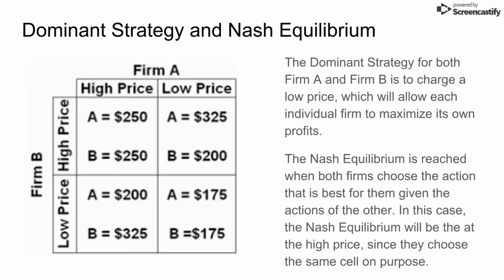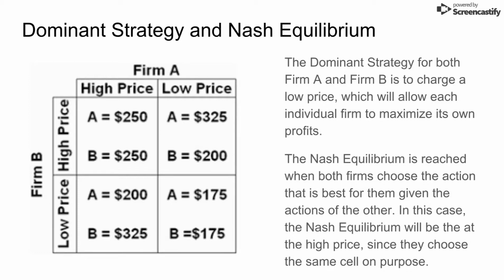The dominant strategy for both firm A and firm B in this payoff matrix is to charge a lower price, which will allow each individual firm to maximize its own profits while at least decreasing the others. However, in this case, if they both choose a low price, they both end up with a lower profit than they could have gotten in any of the other cells of the payoff matrix.